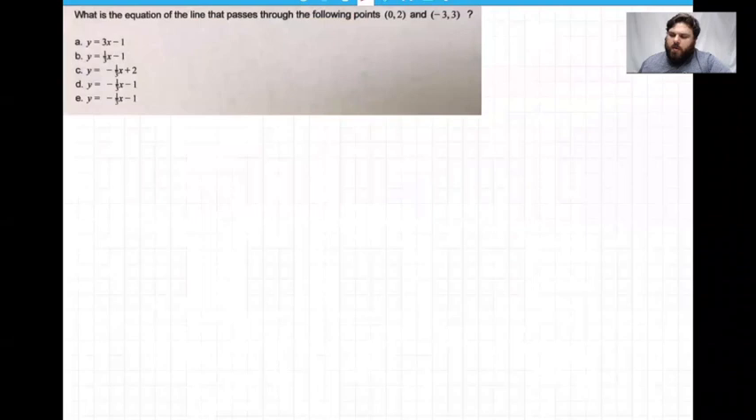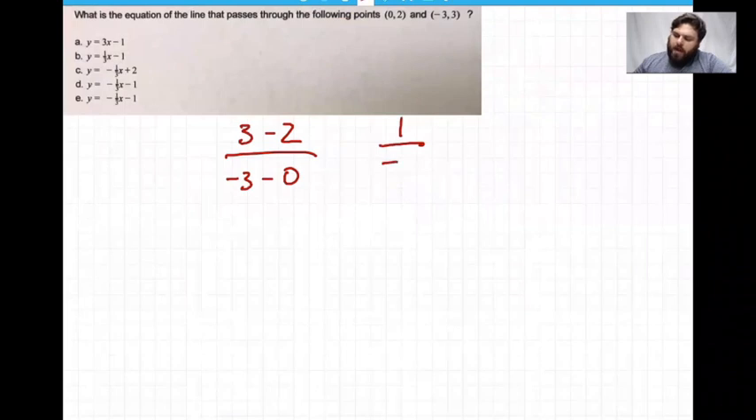All right, what is the equation of the line that passes through the following points? 0, 2, and negative 3, 3. This is a standard problem here. We got to find the slope first. So we do y2 minus y1 divided by x2 minus x1. That's 1 over negative 3. So negative 1/3 is the slope.